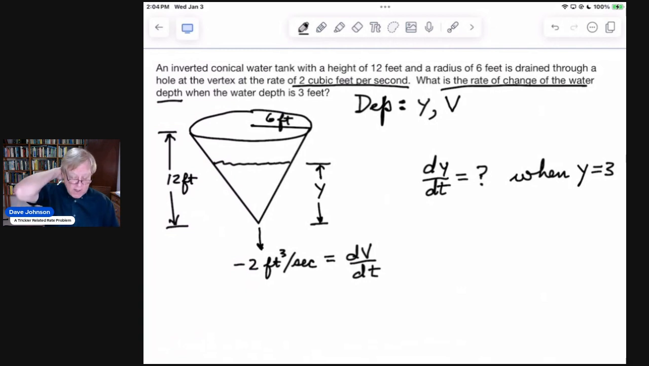Okay. Now, we need to find a relationship between the dependent variables. So we know what the dependent variables are. They're the volume and the height or depth of the water. And what is the relationship between them? Well, we need to know the volume of the water in the tank. We don't need to know necessarily the volume of the tank. We need to know the volume of the water in the tank. So we still have a cone of water. Let me draw a vertical line here. It's going to help us to see that. Oops, let me do that again.